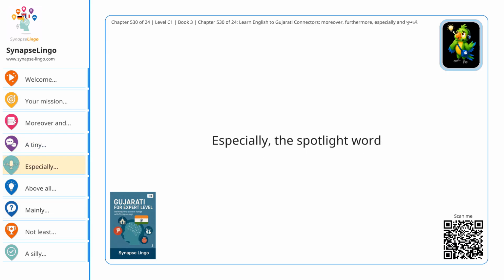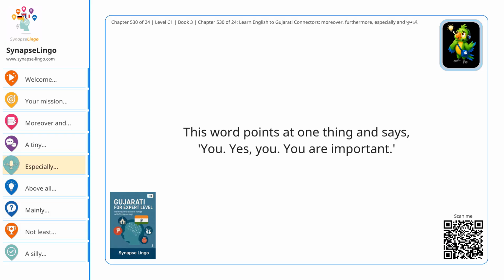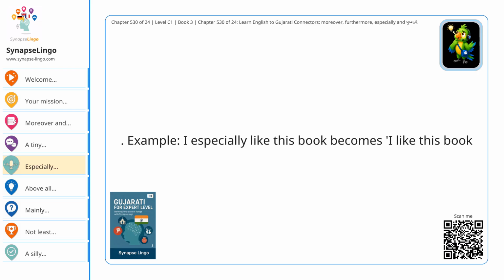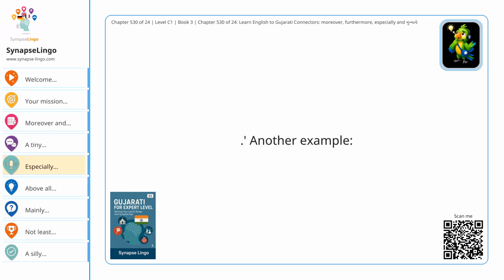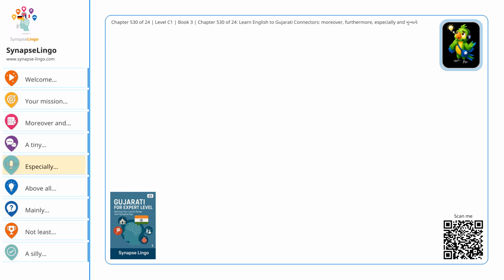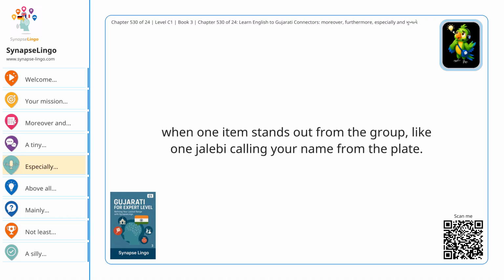Especially, the spotlight word. This word points at one thing and says, you. Yes, you. You are important. Especially is ખાસ કરીને. Example: I especially like this book becomes, I like this book ખાસ કરીને. Another example: મને સવારે ખાસ કરીને આનંદ આવે છે. That means, I especially enjoy mornings. Use ખાસ કરીને when one item stands out from the group, like one jalebi calling your name from the plate.